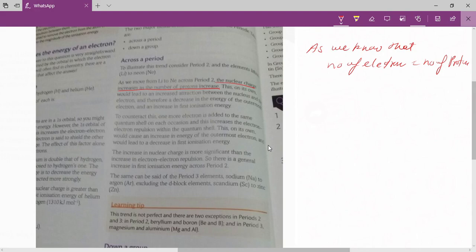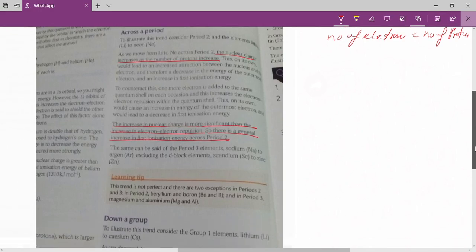So beta, you can see here that an increase in nuclear charge is more significant than the increase in electron-electron repulsion. So there is a general increase in first ionization energy across a period. Do you understand that? Yes, this one I understood.